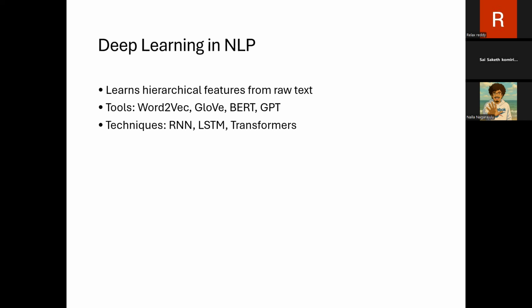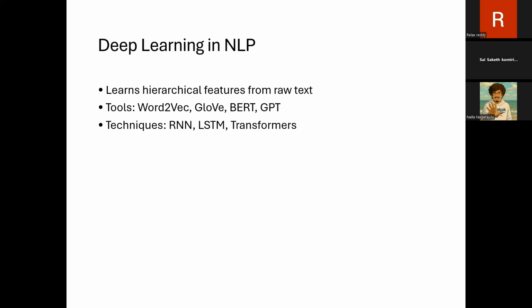And deep learning in NLP. Deep learning is the most used approach in NLP in recent years. Traditionally, machine learning methods often require manual feature engineering, like selecting keywords, building frequency counts, etc. But deep learning changes the game. It allows models to automatically learn complex patterns and representations from the raw text data.